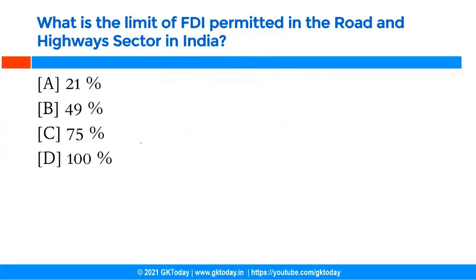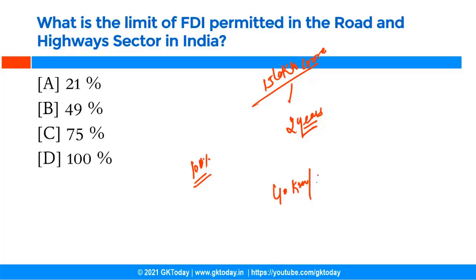Next question is, what is the limit of FDI, that is foreign direct investment, permitted in the road and highway sector? So it is 100%. Recently, Road Transport Minister announced the target of road construction worth 15 lakh crore in next 2 years. Apart from that, the ministry also intends to achieve the target of 40 km road per day. This is about highway construction. So 40 km of highway per day. This is the target for current year.